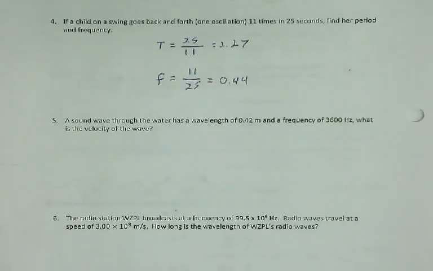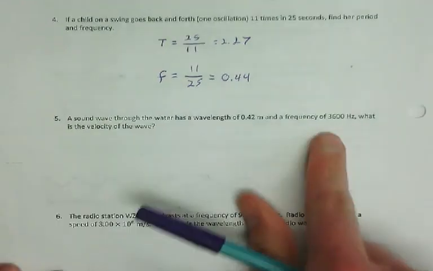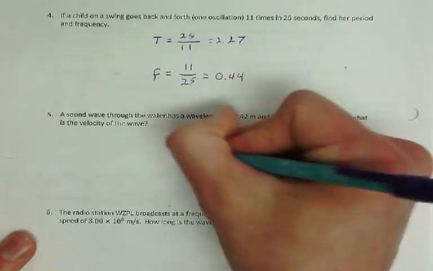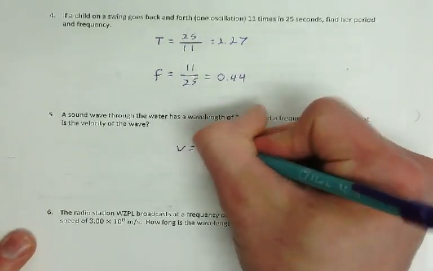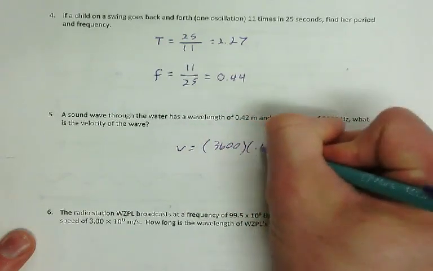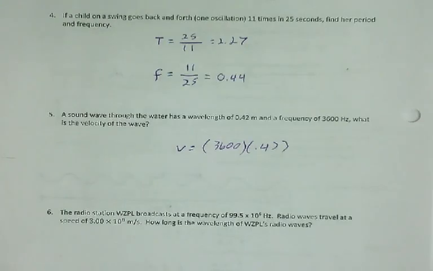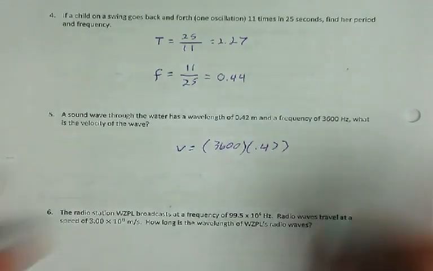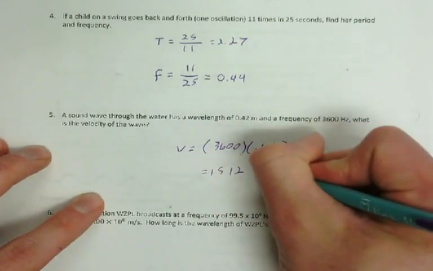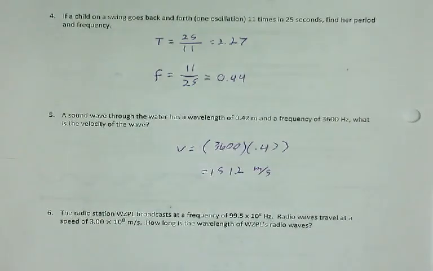All right, number 5 is pretty straightforward. You're just finding the velocity. So it's just frequency times wavelength. So it's just 3,600 times 0.42. So that one's easy enough.